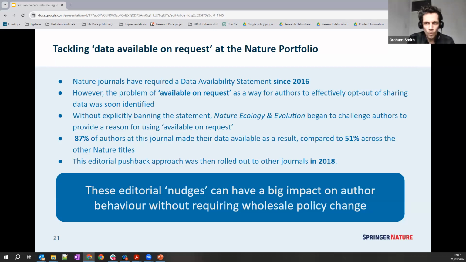Say, okay, if you just challenge authors on this, more of them will actually take up an option like sharing their data openly in a repository. And this was rolled out across the other Nature journals in 2018.